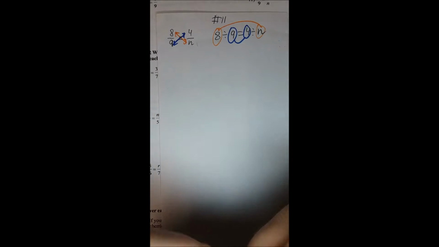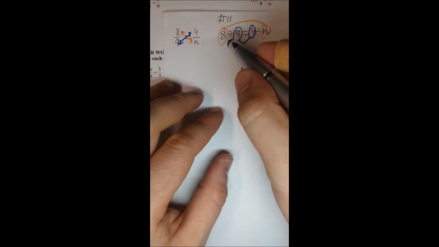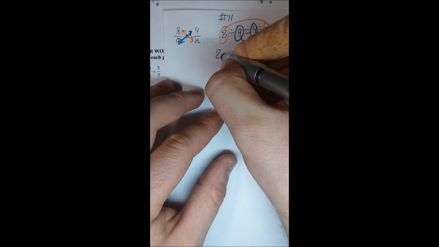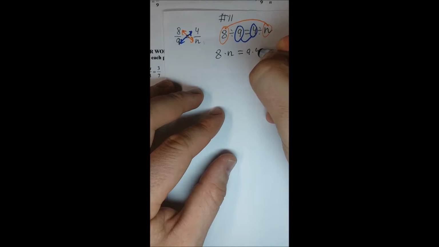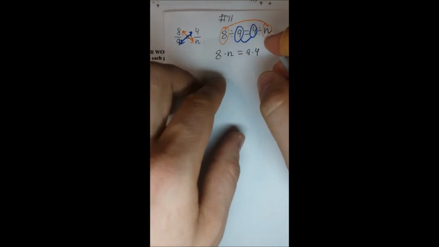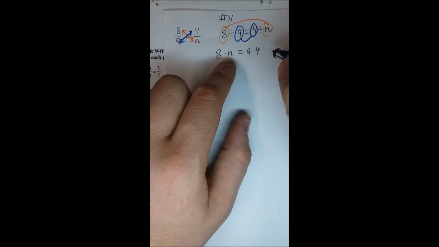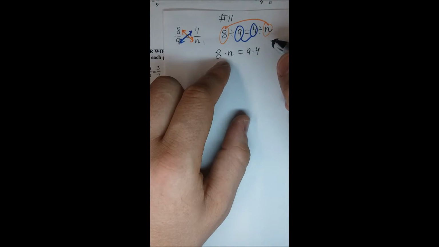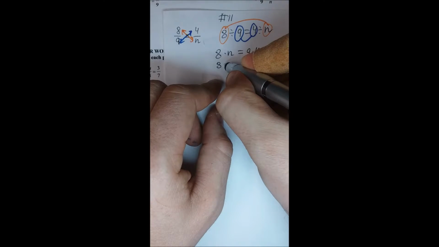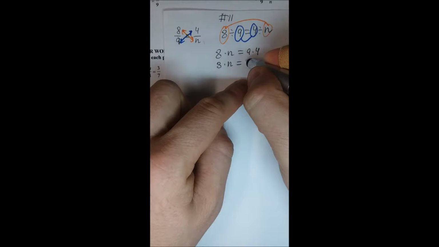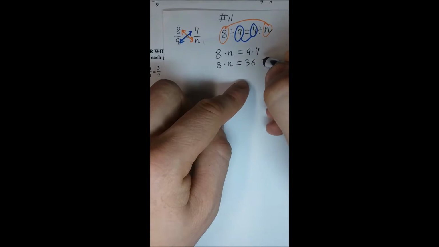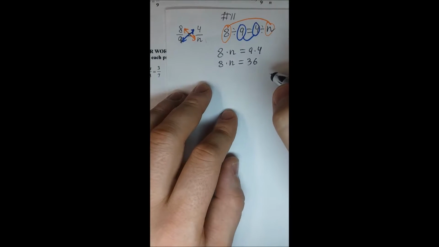And so here we go. Let's go ahead and do it. So the product of 8 times n equals 9 times 4. Again, I don't know what n is. I need to find out what it is. So I'm going to leave it as is for now. So it's going to be 8 times n equals, and I know that 9 times 4 is 36. Use a calculator if you don't believe me. You can check it out yourself.